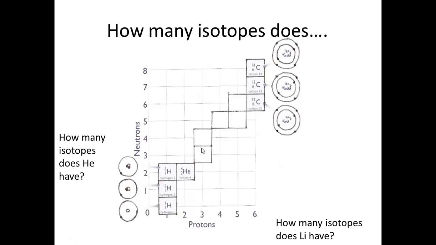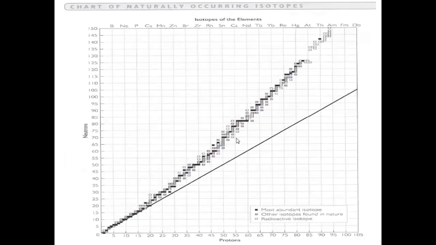How many isotopes for carbon, Minnie? Yep, 3. 12, 13, and 14. Okay, so you guys can figure out how many isotopes. Each box represents 1 single isotope.